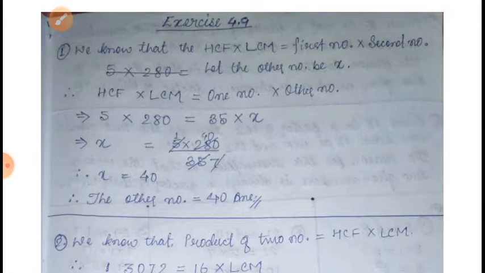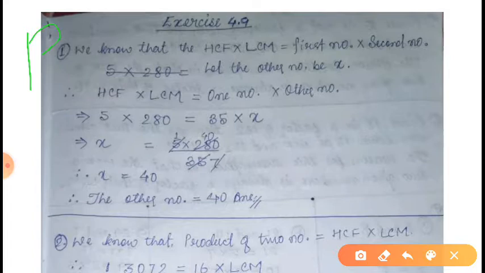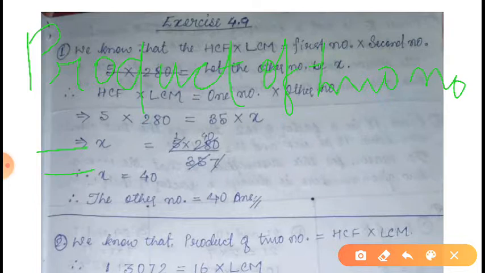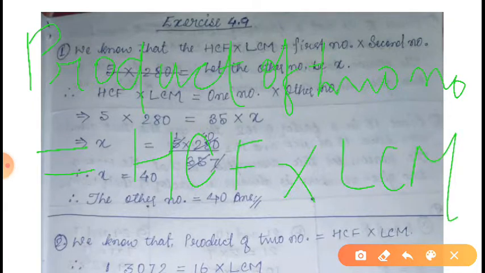In the previous lectures we have learned exercise 4.8, so now we will learn exercise 4.9. Before starting exercise 4.9, I would like to give you one simple formula which will help you in solving the questions. The formula is: the product of two numbers is always equal to their HCF into LCM. This is the formula which will help you to solve the entire exercise 4.9.